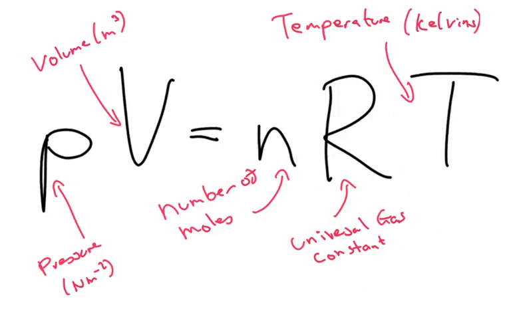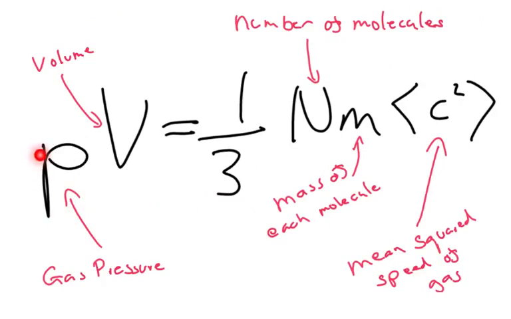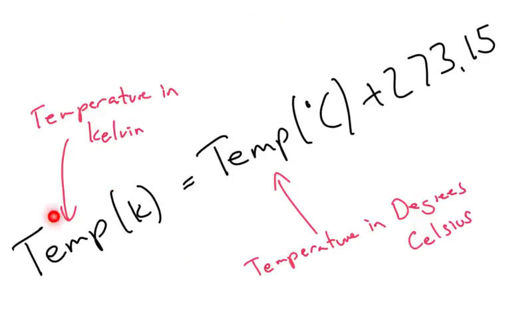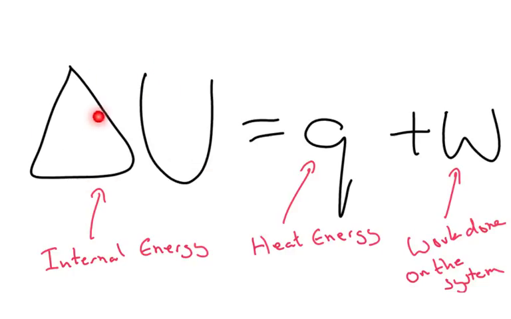measured in kelvins. Gas pressure times volume is equal to 1/3 the number of molecules times the mass of each molecule times the mean squared speed of the gas. K, the Boltzmann constant, is equal to the universal gas constant divided by Avogadro's number. Temperature in Kelvin is equal to the temperature in degrees plus 273.15. Internal energy is equal to heat energy plus the work done on the system.